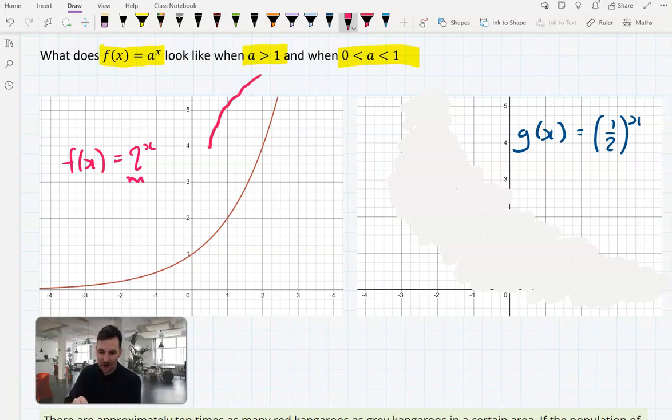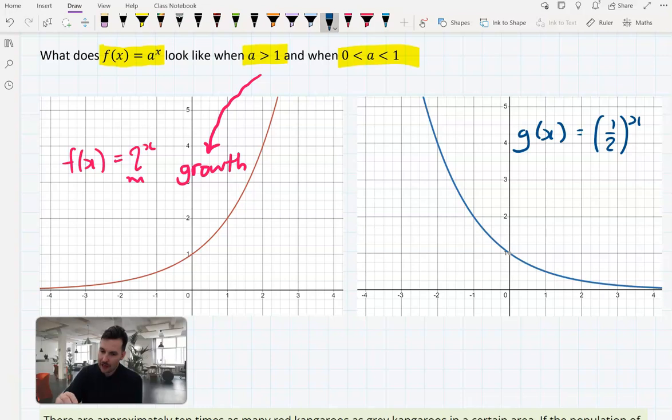In any situation where a is greater than 1, the graph is going to increase from left to right. So in each of those scenarios, whether it's 2 to the power x, 4 to the power x, 50 to the power x, 1.5 to the power x, whatever, as long as it's greater than 1, we're going to see a growth situation happening. Conversely, if we've got an a value that's between 0 and 1, for example a half, we're going to see the graph decrease from left to right. And that's going to give us more of a decay situation to deal with.